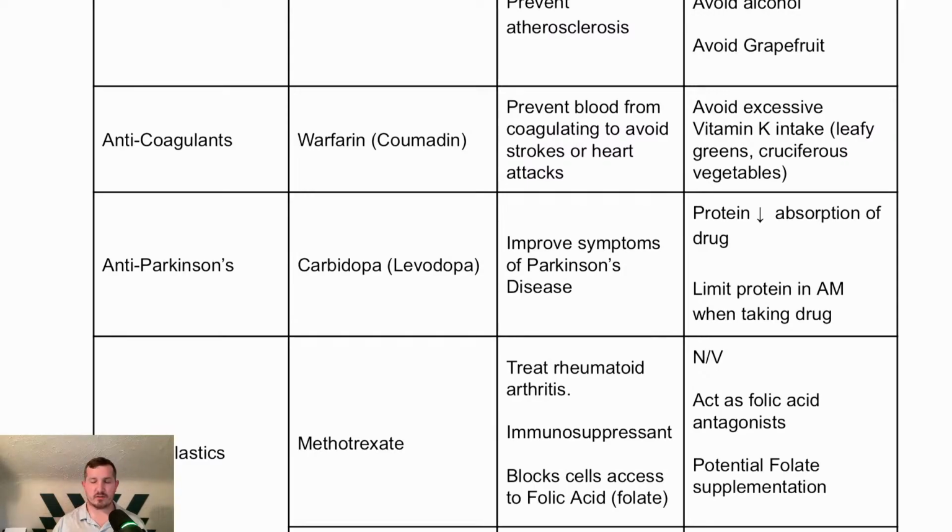With anticoagulants, remember, we want to avoid things that are high in vitamin K. So vitamin K has a pro-coagulation ability. Vitamin K helps me to coagulate. It's great for that. But whenever we're taking an anticoagulant, they're working opposite. So I want to avoid leafy greens, cruciferous vegetables, kiwi, things that are very high in vitamin K.